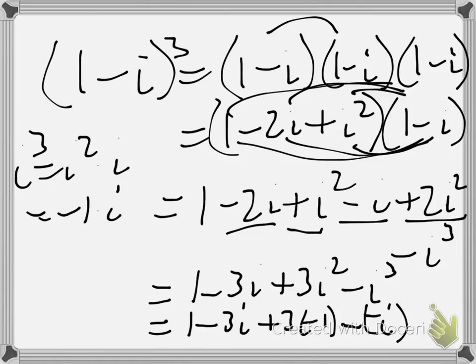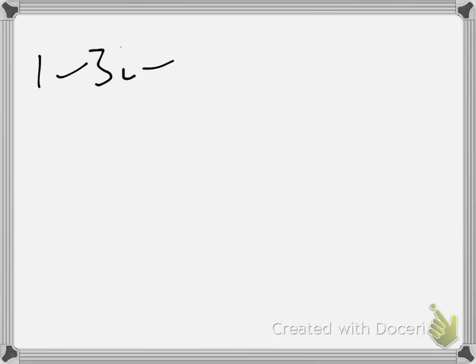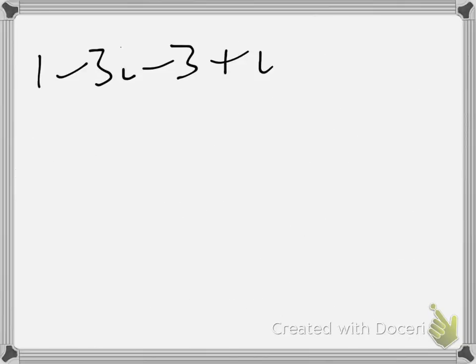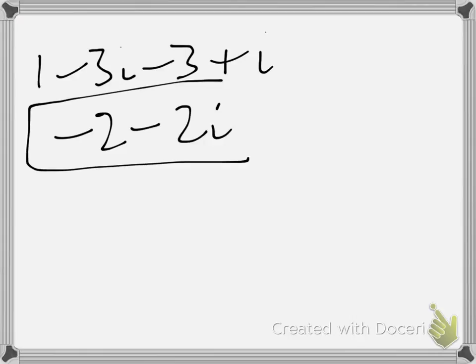Go back here for a second. Positive 3 times -1, -3. One more time, we'll go back. Minus -i, which really turns into plus i. So now if I combine like terms, 1 minus 3 is -2, -3i plus i is minus 2i, and this is our answer. We should never get an answer with an exponent for i.